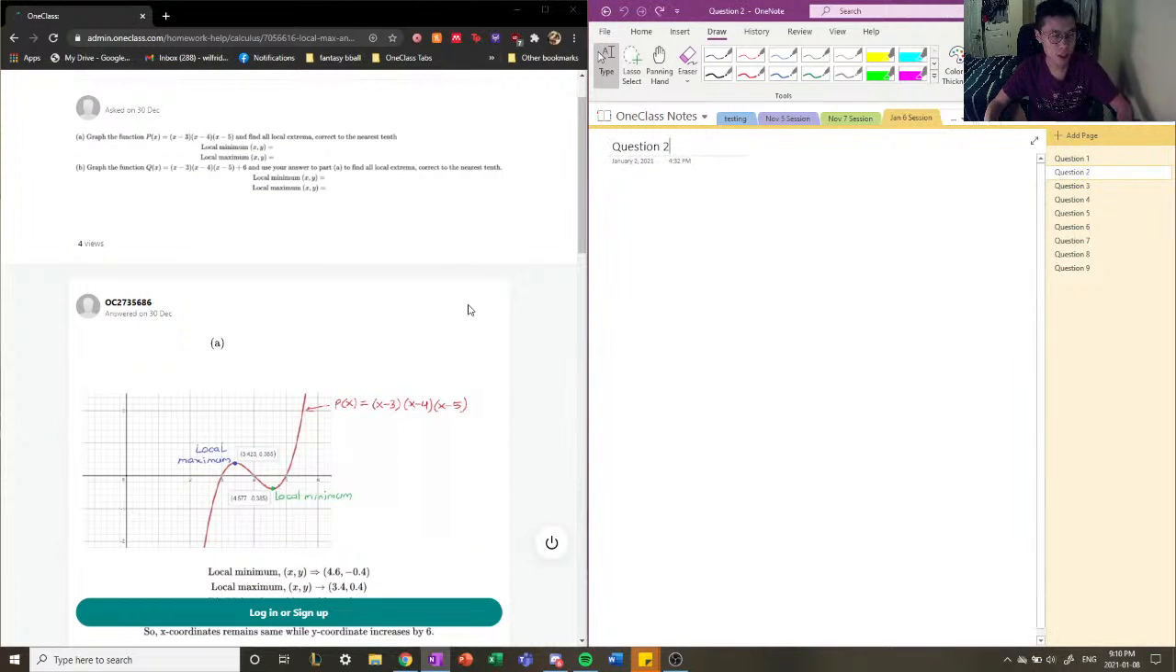The next question has two parts. The first one is to graph p of x equals x minus 3 times x minus 4 times x minus 5. So I'll write that function down for us here. The first one is to graph this one.